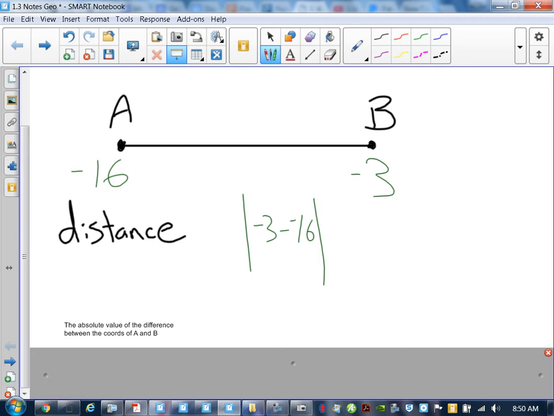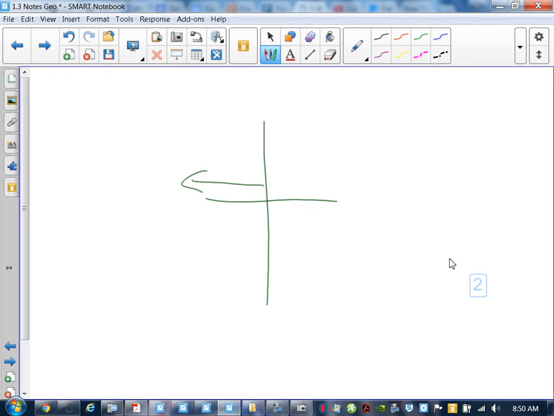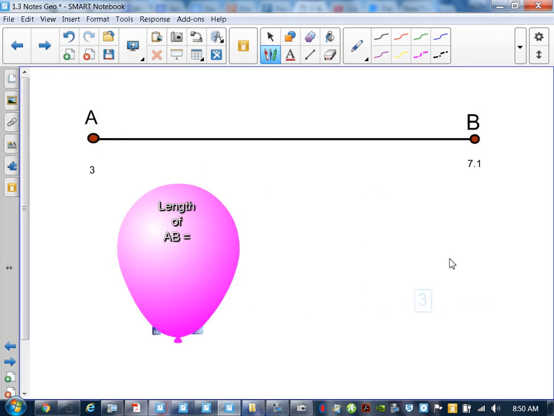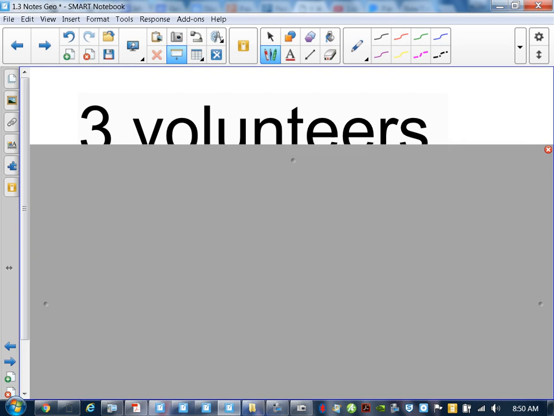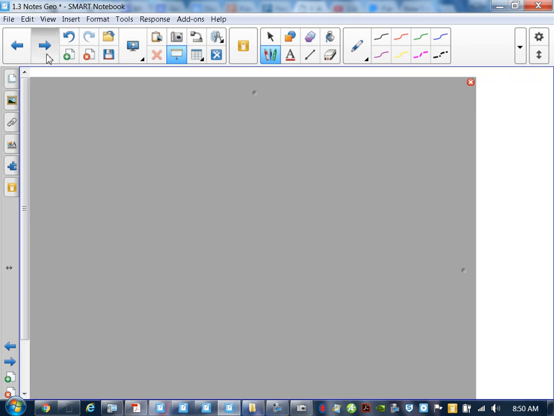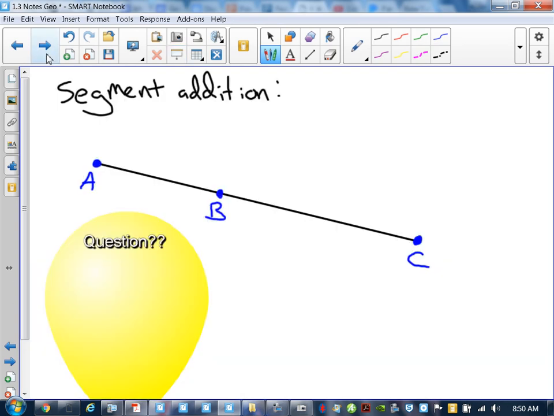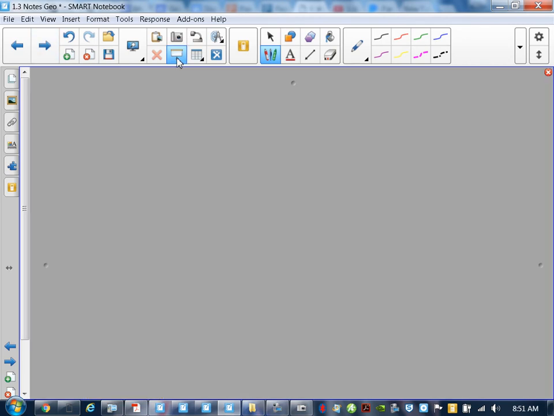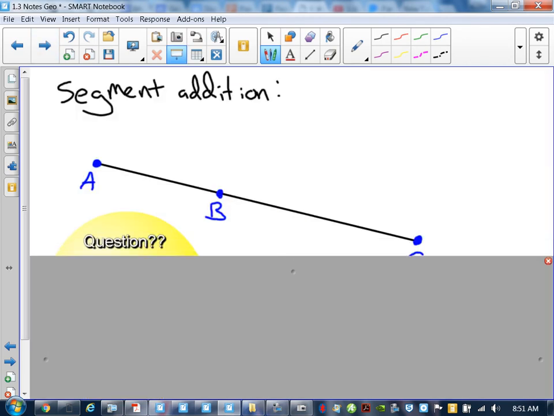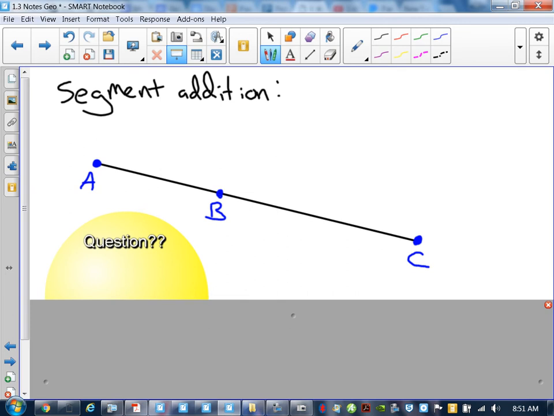So that's what we're looking at for this, okay? Segment addition. This is where things start to get more algebraic in terms of the geometry.